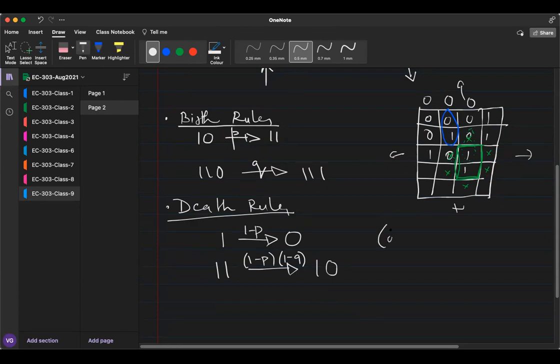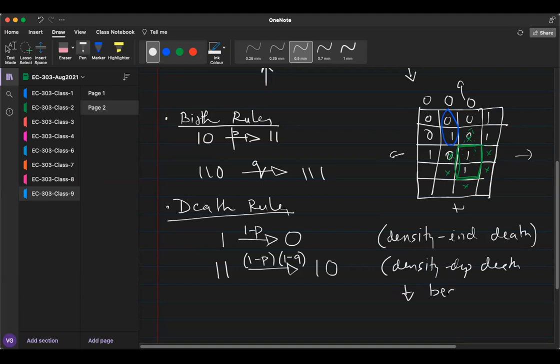Let's call this density independent death. What is this? This would be density dependent death. And in fact, it's a reduced death because of facilitation.